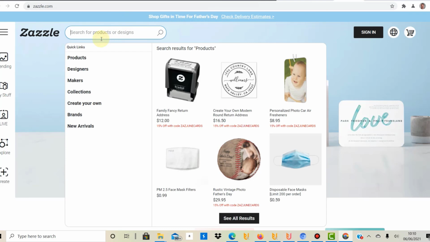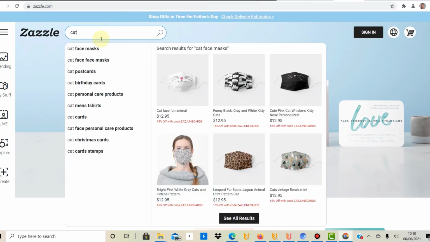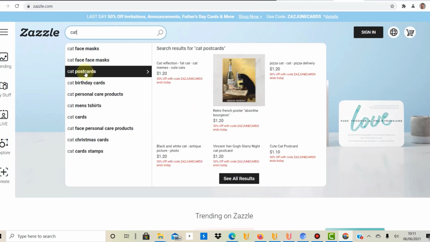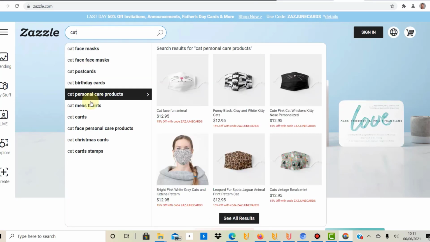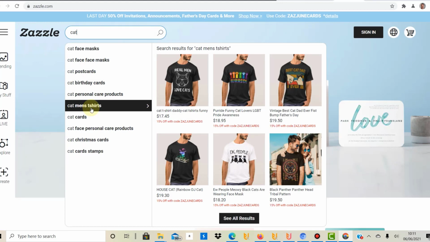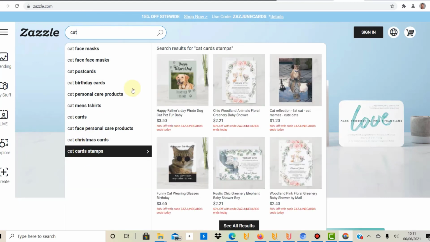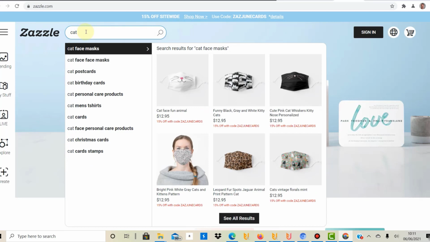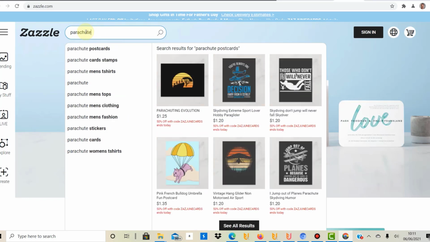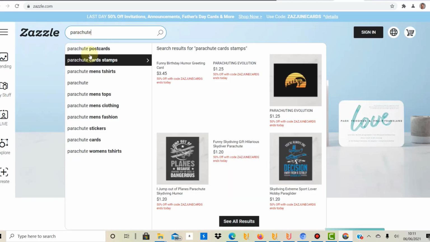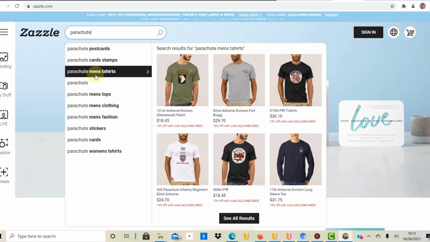And let's try a different one. So we could try cat. And here you can see that a lot of people are looking for cat face masks, cat postcards, again birthday card, men's shirt. Again cards, Christmas cards and stamps. And sometimes you can use that functionality to identify keywords as well. It all depends on the niche I found, but mostly people are actually looking for these product types.